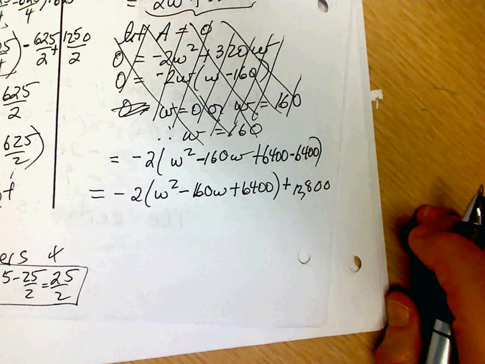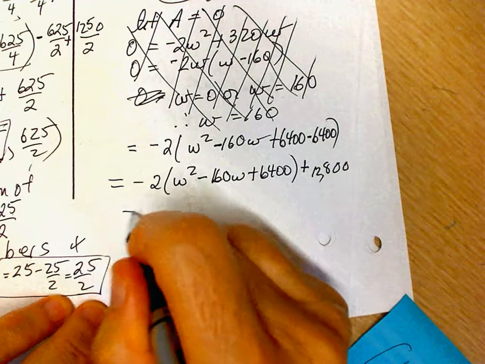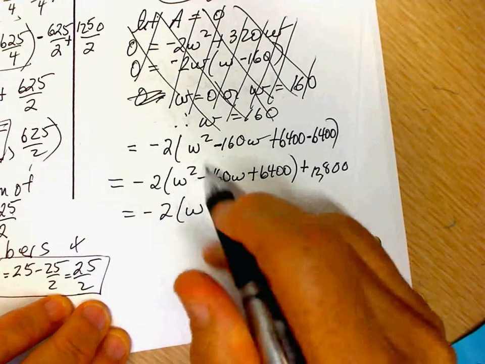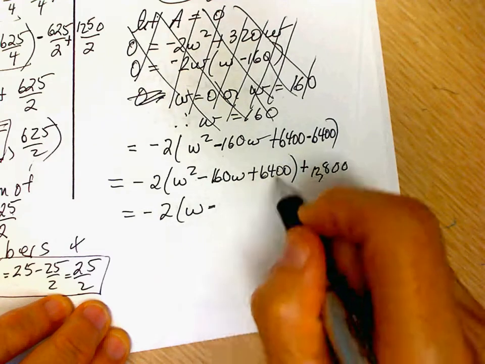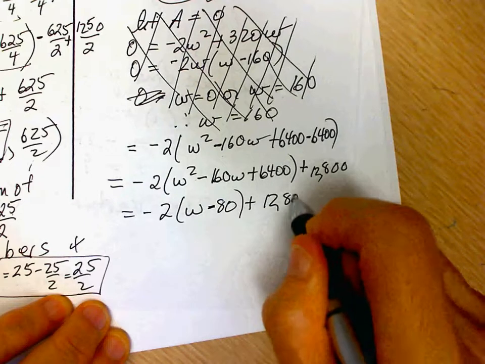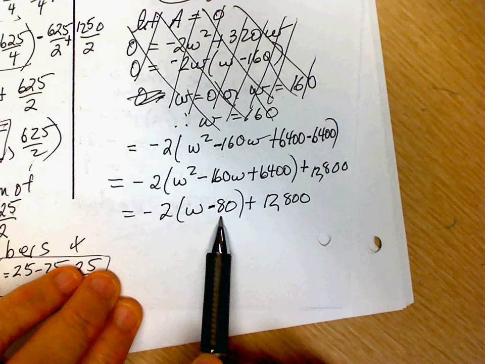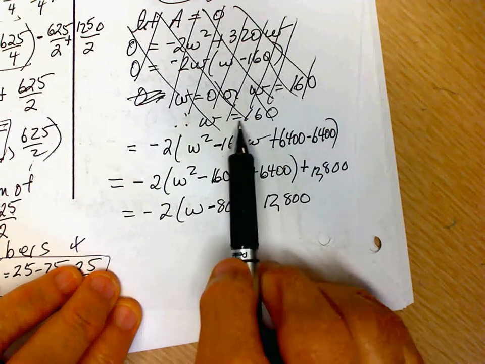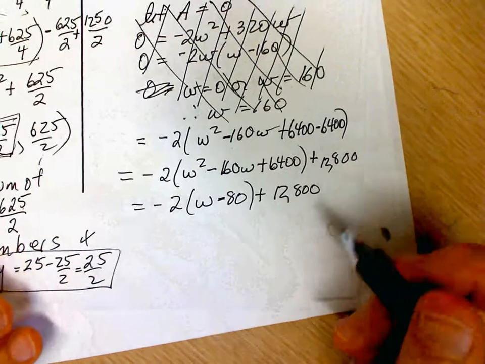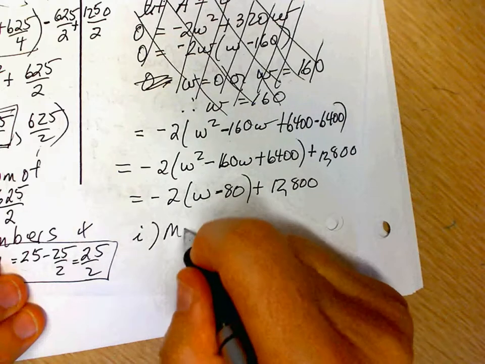Well, let me factor this. Square root of the first term, that's a negative. Square root of that is 80. Do you see what I mean? Here we get a W of 80, right? When we pick it off the vertex, here we get 160. That really kind of baffles me right now. So our answer to part one is, max area is what?